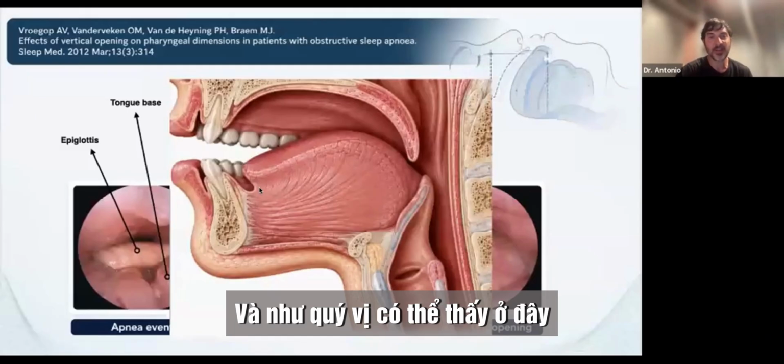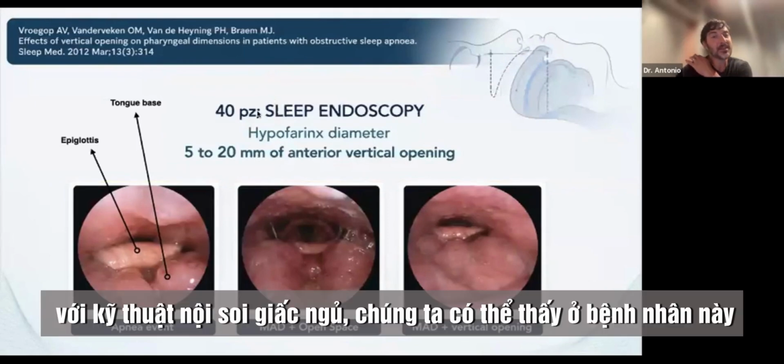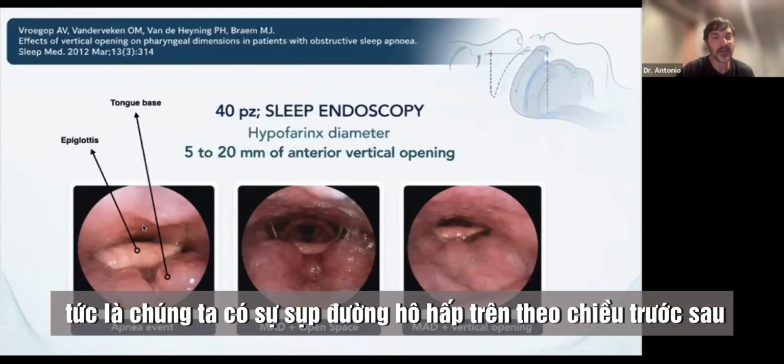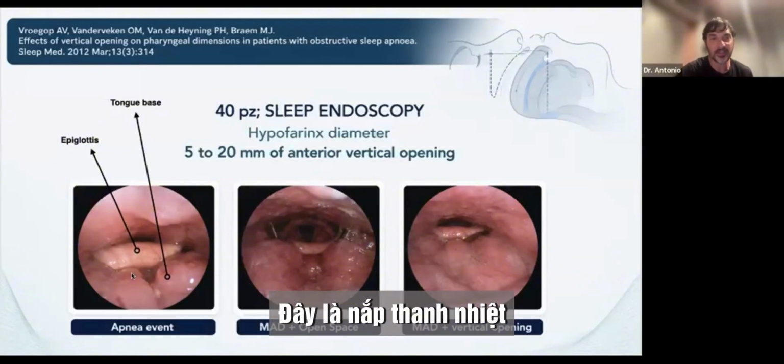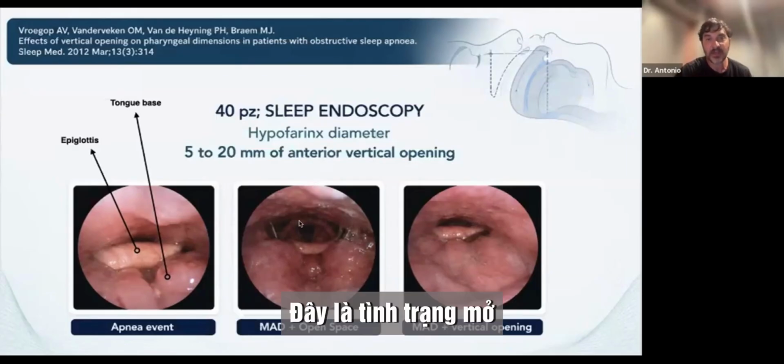And so, as you can see from this slide, with this sleep endoscopy we can see in this patient that we have an apnea event. So we have an anteroposterior collapse of the upper airway. This is the epiglottis, and this is the lymphatic tissue of the tongue base. This is the open situation when the patient is using the mandibular advancement device.